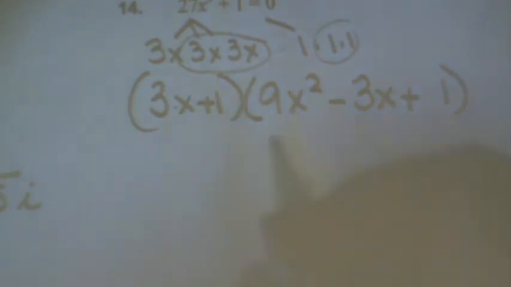Number 14 is the sum of two perfect cubes. 3x times 3x times 3x is 27x cubed, and 1 times 1 times 1 is 1. So you have 3x plus 1, that's your binomial, and then your trinomial, you're going to take these two and multiply them together, 9x squared, switch your sign, minus 3x times 1 is 3x, and then plus 1 times 1 is 1. So one of your answers is negative 1/3.